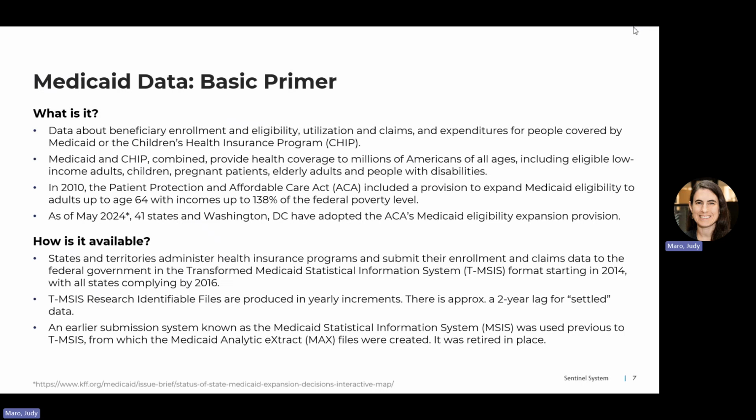There is an earlier submission system known as the Medicaid Statistical Information System, or MSIS, which was used prior to the T-MSIS dataset. And for that, there is a Medicaid Analytic Extract file, which is a research optimized file that was created. Those file structures were retired in place.